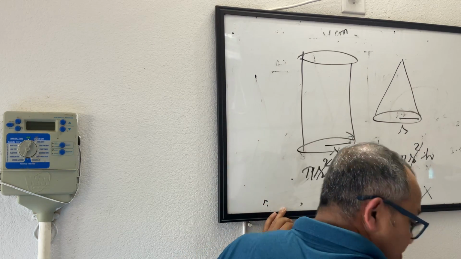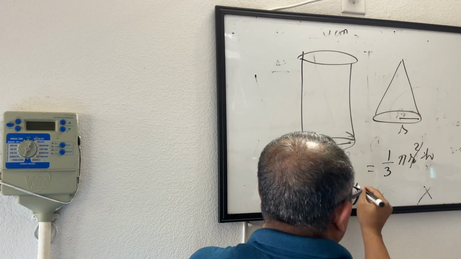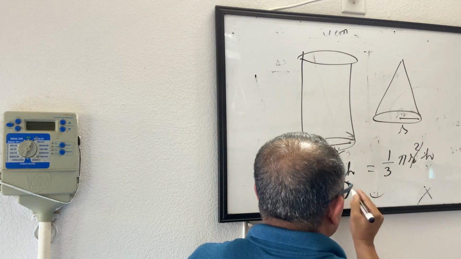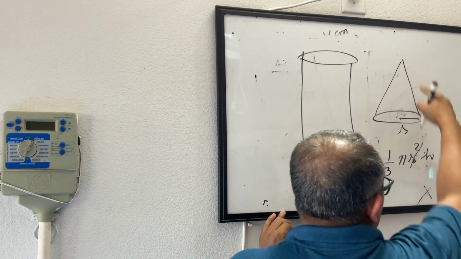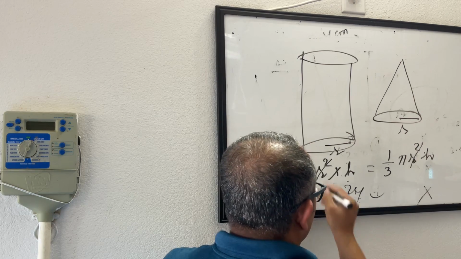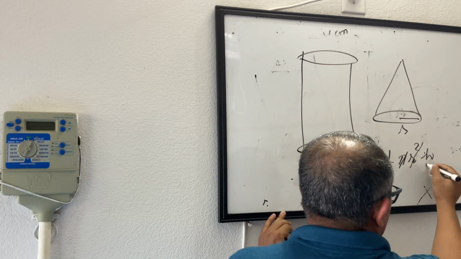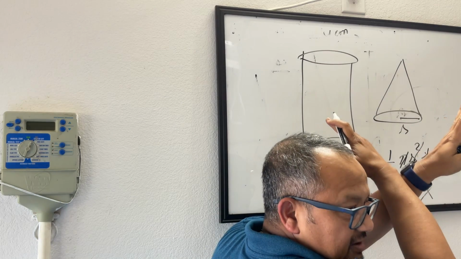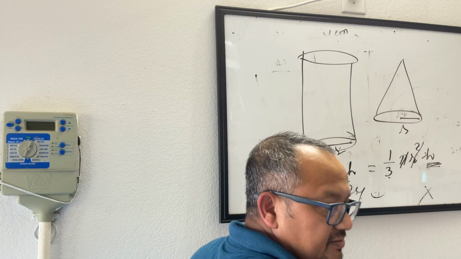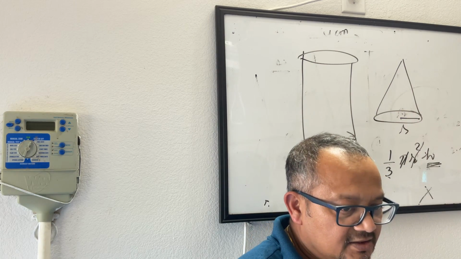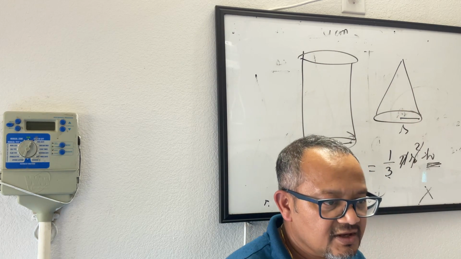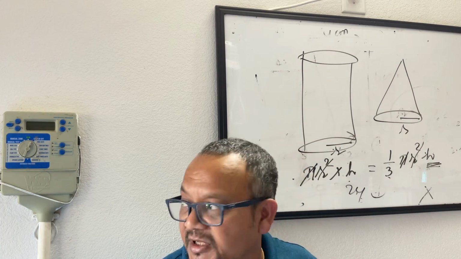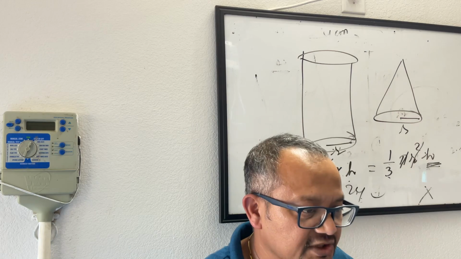It says height of the cylinder is 24 centimeters. What is the height of the cone? Pi, same. This height will be equal to, this goes to this side, 24 into 3. Yeah? Does that make sense to everybody? And this is some of the very normal problems that you guys will deal with in your exam.